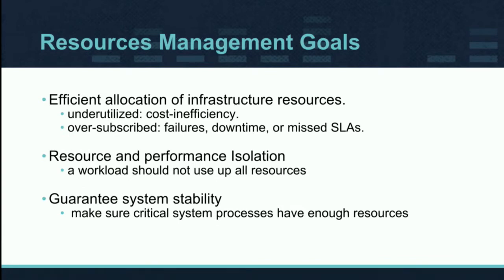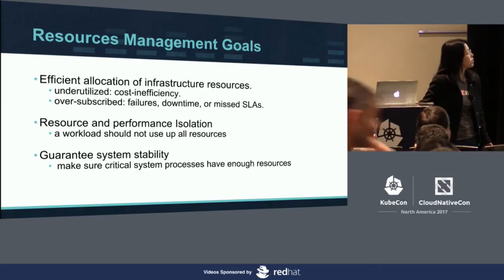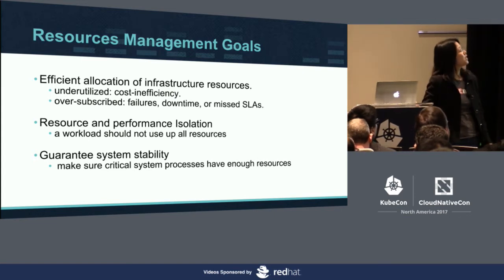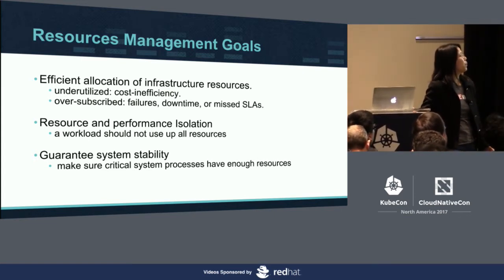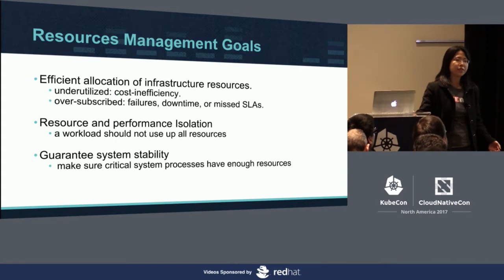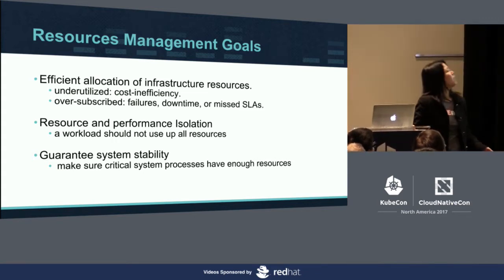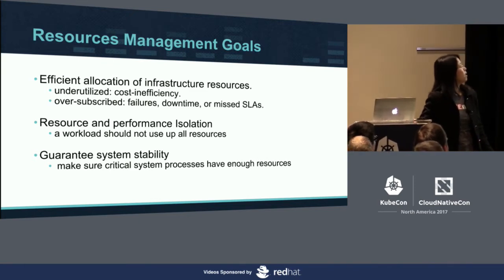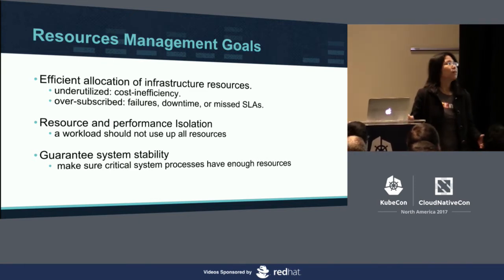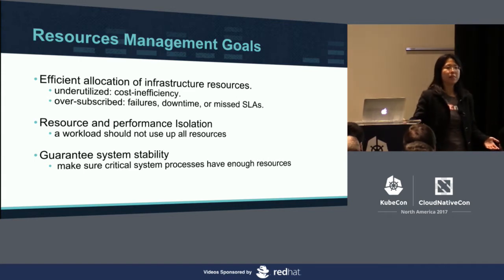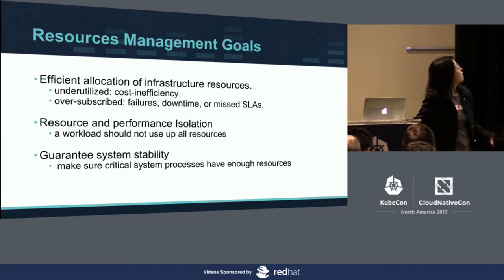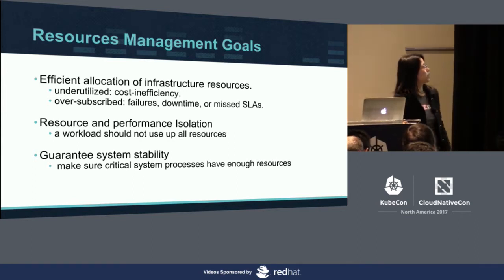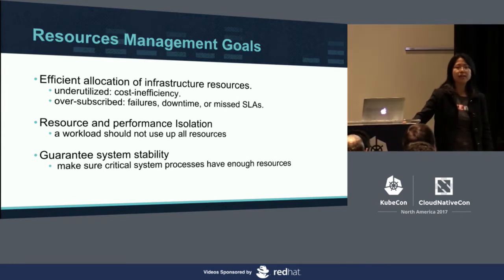So typically, we have different resource management goals to address different aspects. First, the efficient allocation of resources. So we want to allocate just enough resources for applications, so that you can have some performance guarantee. And also, we don't want to allocate too much and waste our money. And at the same time, we want to avoid overcommitting resources because it will cause failures, downtime, and hurt your performance.